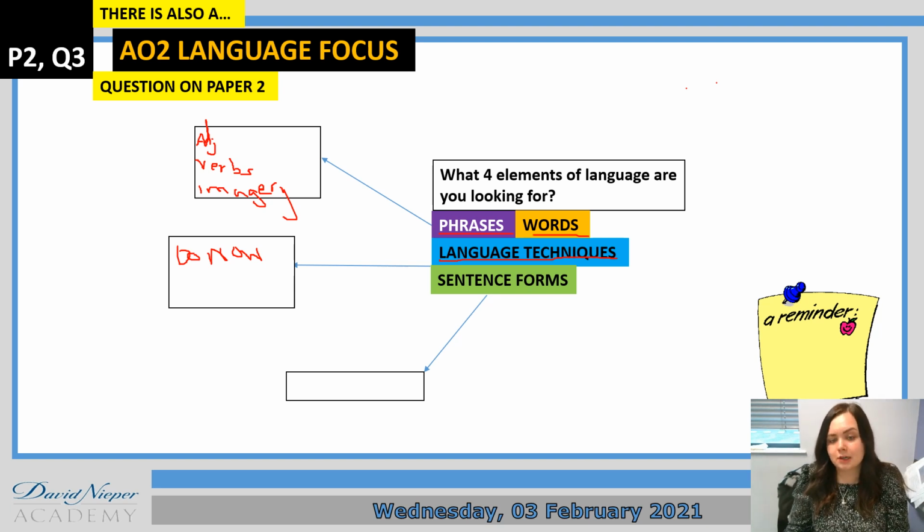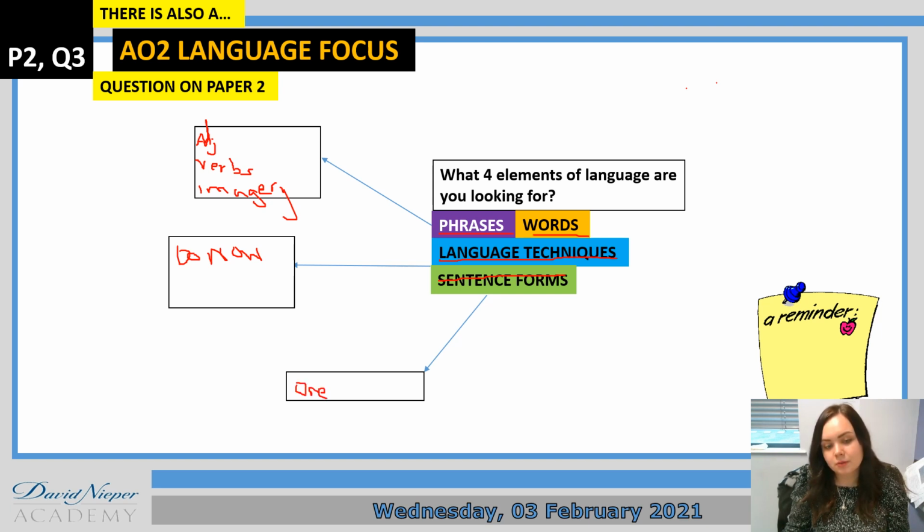And then the last thing they suggest you talk about is sentence forms. Now, I would suggest that we don't talk about sentence forms because they're quite difficult. So you've got to be able to pick out the different sentence types, and then you've got to think about, you know, how they've been used. The one that I would say that is quite easy to think about is like one-word sentences.